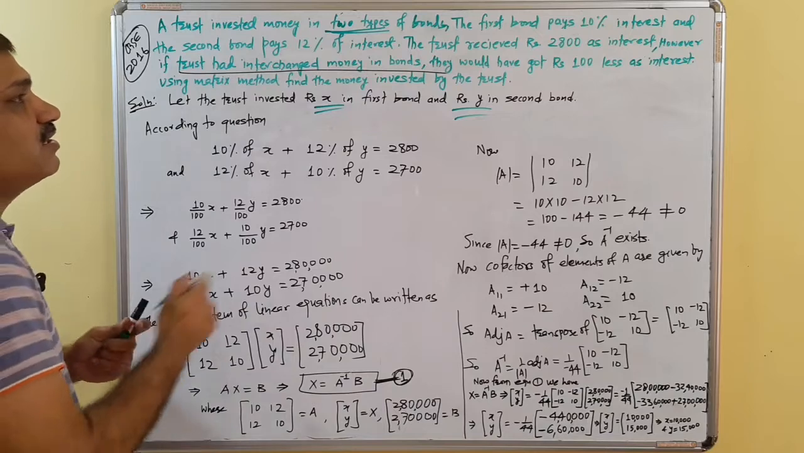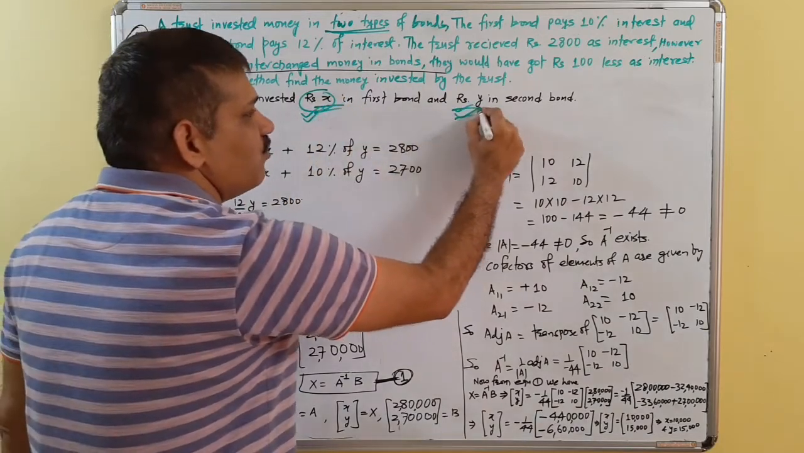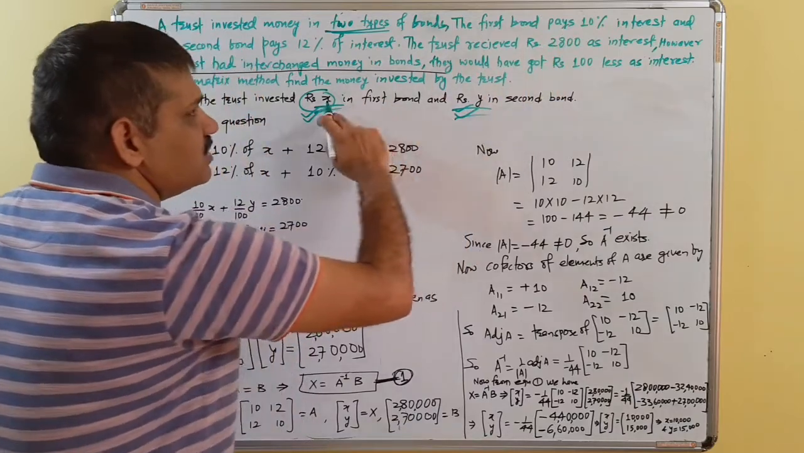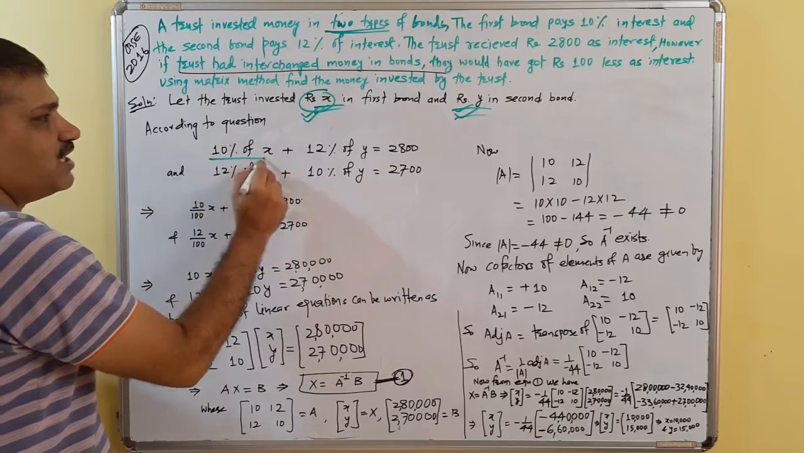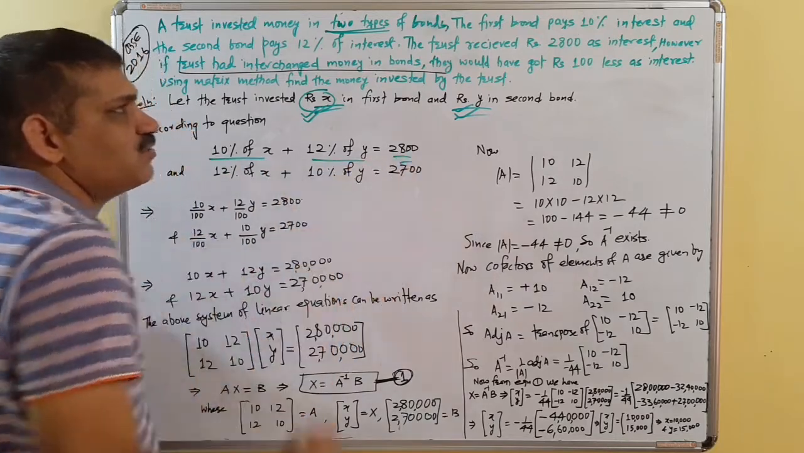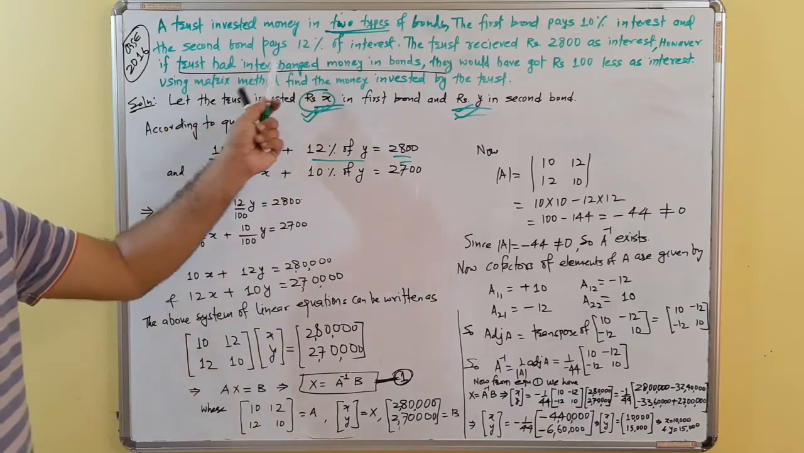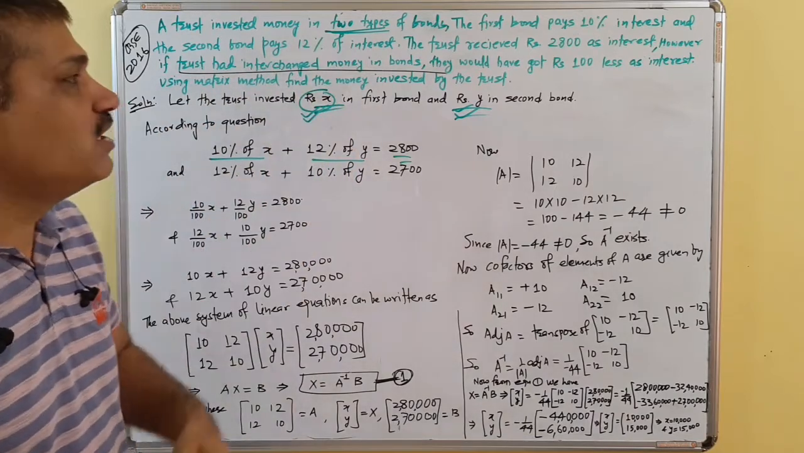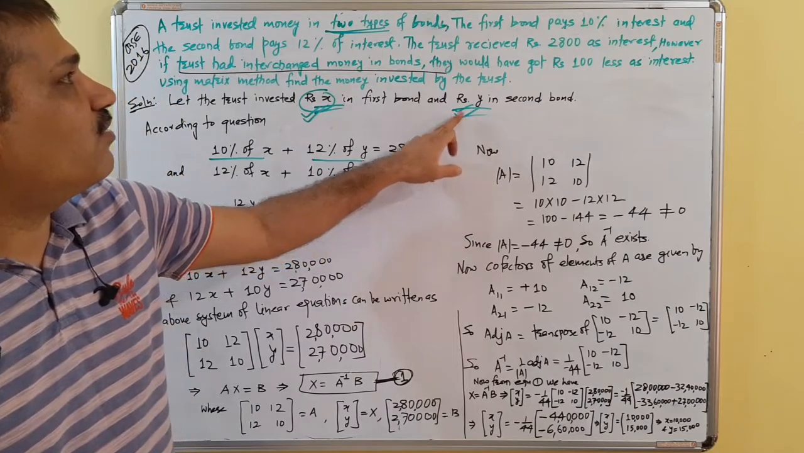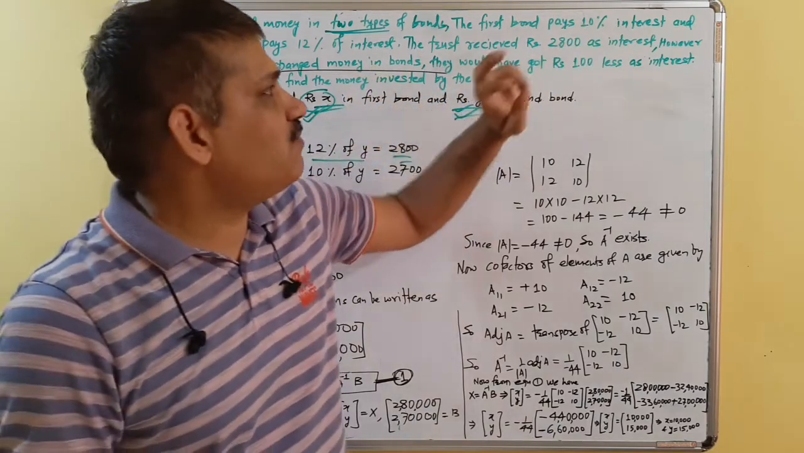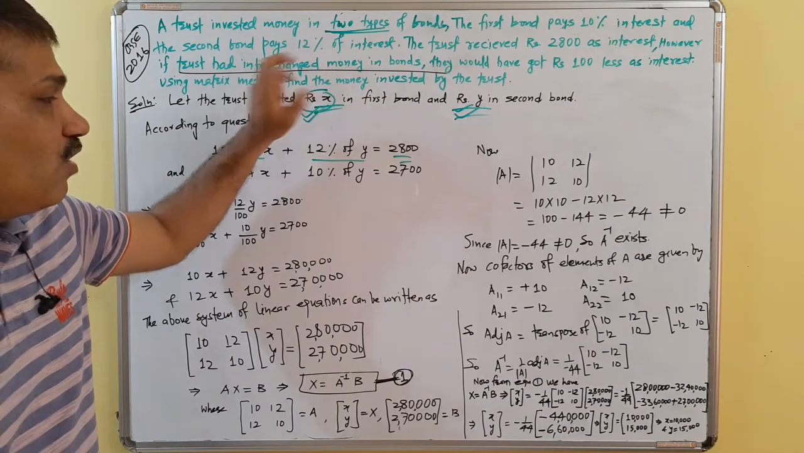Okay, that means it is 10% of X plus 12% of Y, because the first pays 10% and the second bond pays 12% of interest. 10% of X plus 12% of Y is rupees 2800. However, if the trust had interchanged the money in bonds, means if Y rupees is invested in the bond which pays 10% and X rupees is invested in the bond which pays 12%.